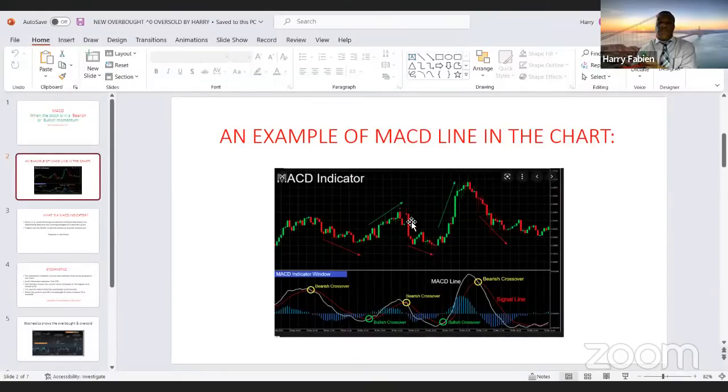Now, you have the circle here. We have a bearish crossover. As soon as the bearish crossover happens, you sell. You take your profit.